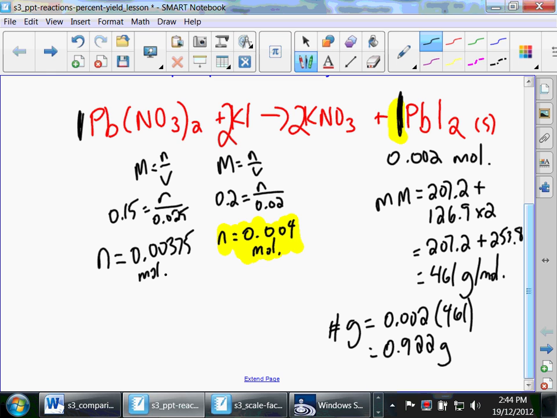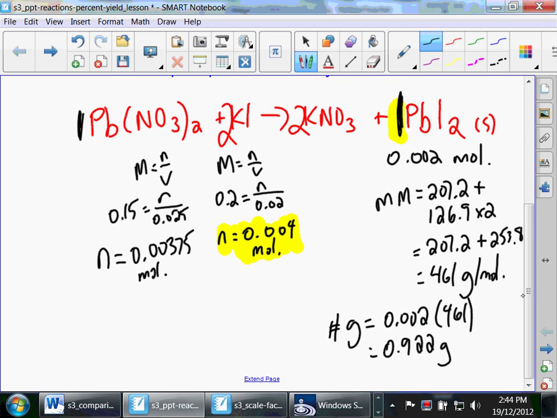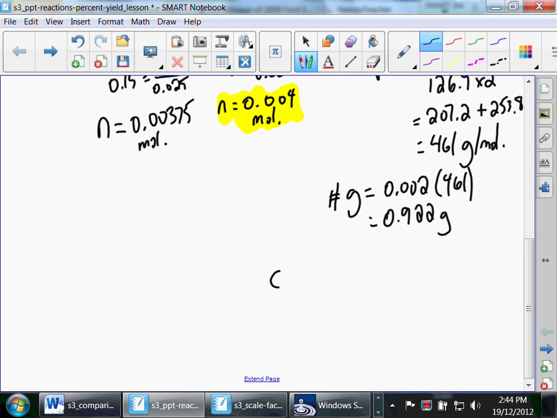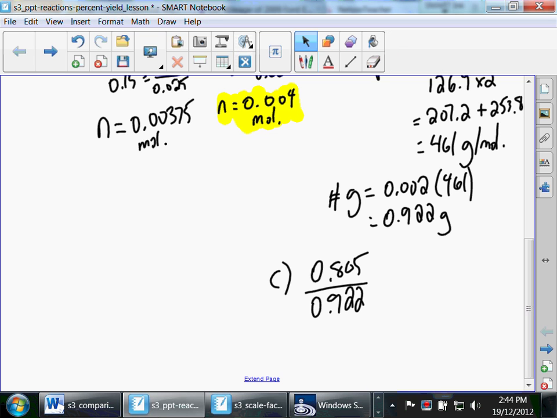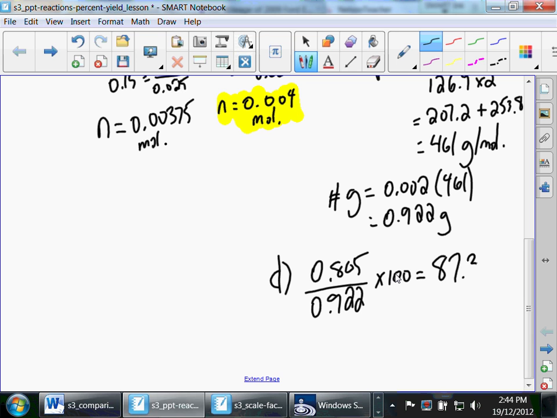Okay. Now, we're told that we have 0.805 actually formed. So what's the percent yield? Well, part C is just going to be 0.805 divided by 0.922 times 100, which is going to be, actually I guess it should be part D, which is going to be 87.3%. So that's the percent yield.